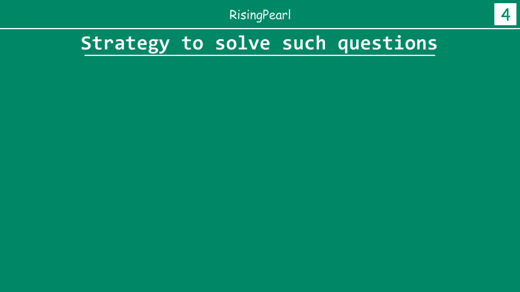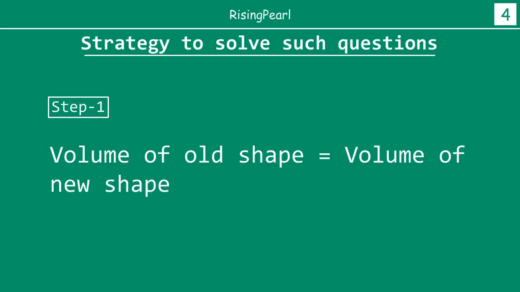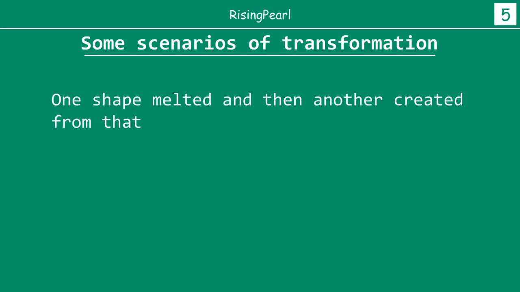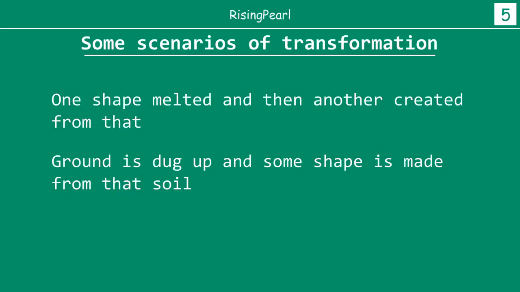So the strategy in solving questions based on this kind of transformation is that we just have to remember that the volume of our old shape must be equal to the volume of our new shape. Some types of scenarios where you may apply this would go something like, say you start out with one shape and you melt it, then a new shape is created from it. That is one type of question that you may come across. The other one could be like, you dig up some ground, and then whatever soil you take out, you make some shape out of that soil. Again, it is important to understand how much soil you dug out, what was the volume of that soil, and then that is the soil that you are using to make the new shape.